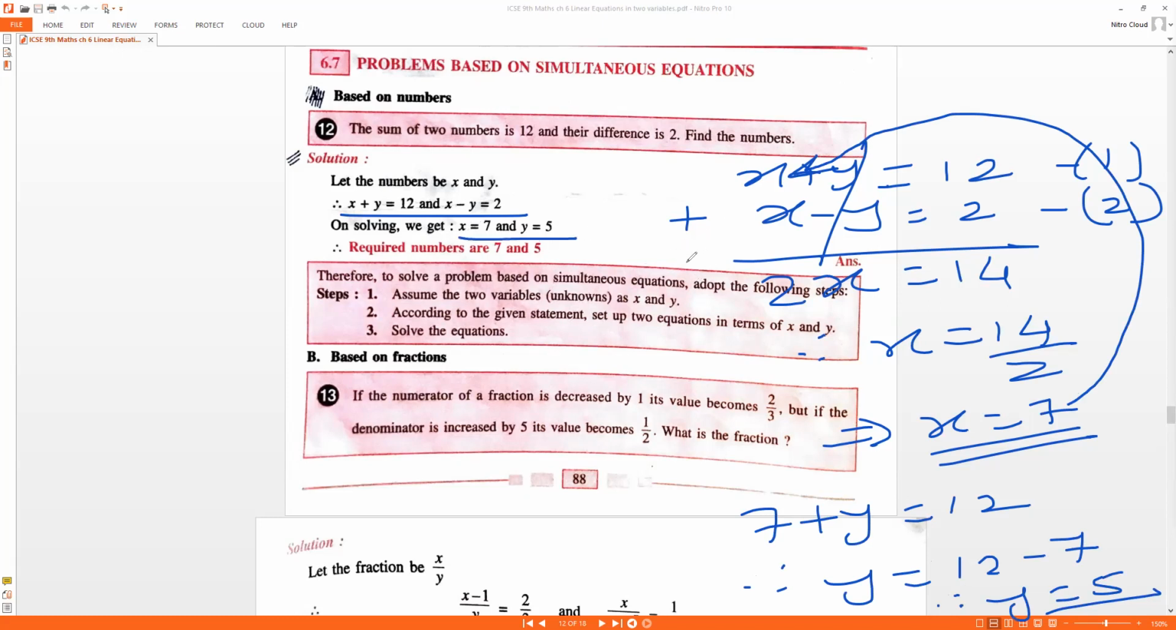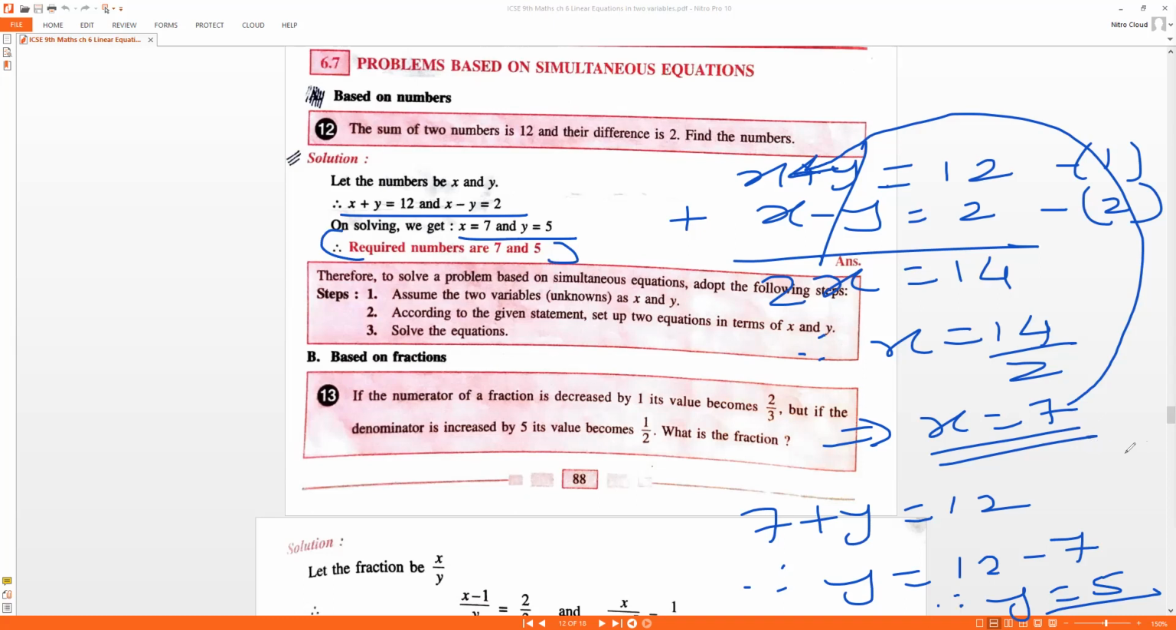So finally, this is very important. You have to write the answer in words. This is a word problem. You have to write the answers in words. If you write x is 7, y is 5, you may lose one mark. The reason is that not everyone is going to assume that the numbers are x and y.